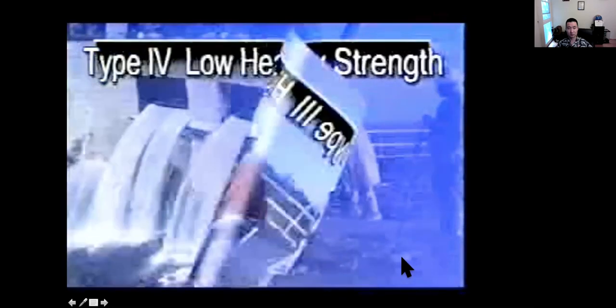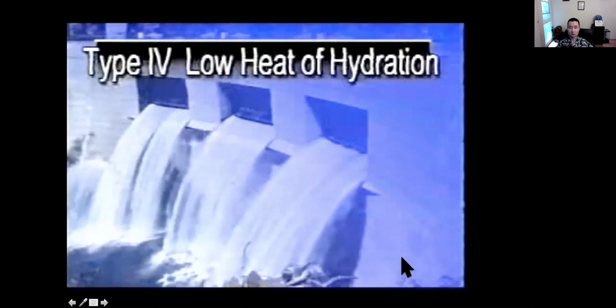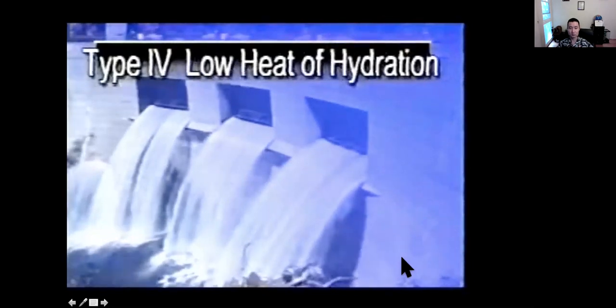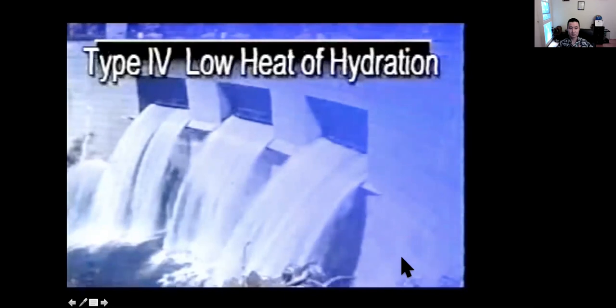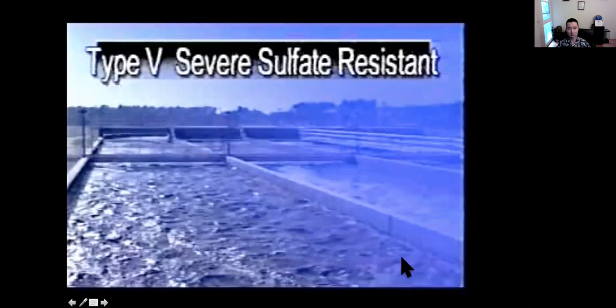The concrete for this dam will generate a tremendous amount of heat during hydration using a type 1 cement. A type 4 cement minimizes the heat for these massive structures. This sewage treatment plant is exposed to high concentrations of sulfates. A type 5 cement gives the concrete protection against these sulfates.